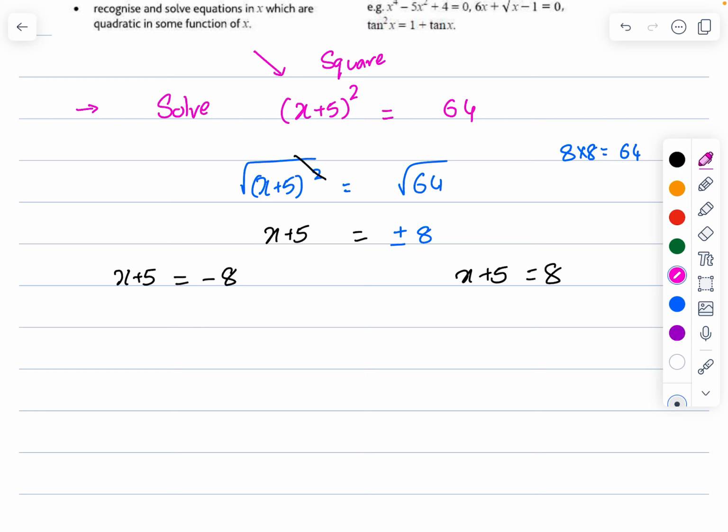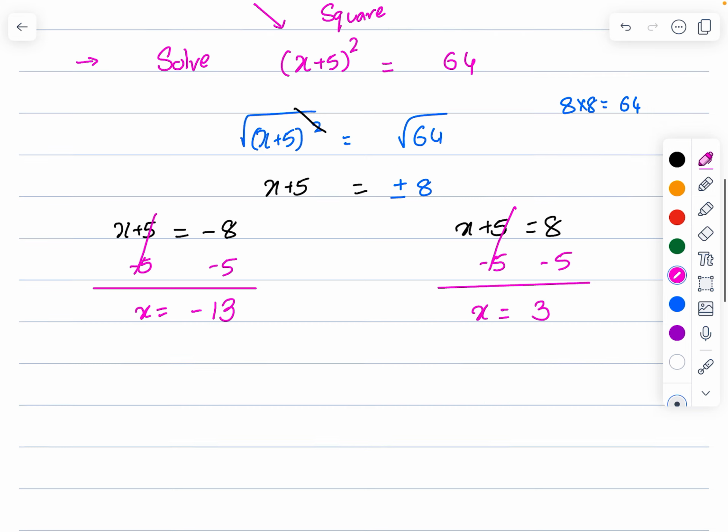Then I want to get rid of that 5, so subtract 5 on both sides. 5 and 5 get cancelled. x equals negative 5, negative 8, which is negative 13. Same is the case for the other one, subtract 5 on either side, so 5 gets cancelled. x equals 8 minus 5, which is 3. So the main intention is to get into a perfect square form like (x + 5)², so that we will be able to solve it in an easy manner.